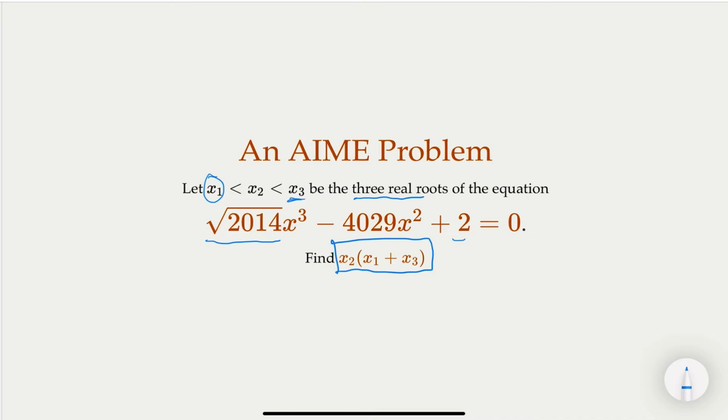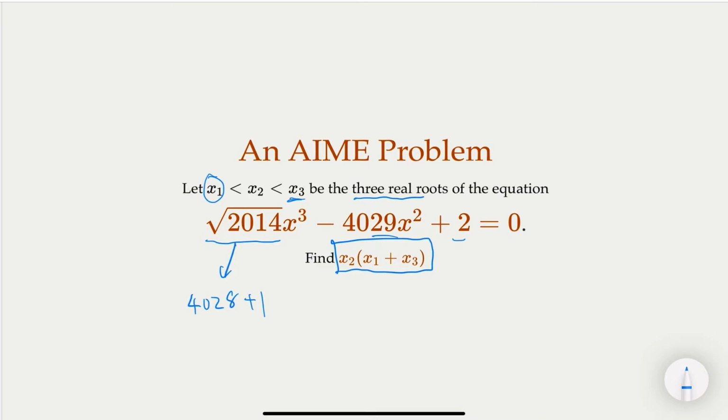So let's first look at the coefficient here, the 4029. How is this related to 2014? It's almost like a double. If you double it, you're going to get 4028. But we have 29, so you need plus 1. So there's some relation here. Let's take advantage of that.